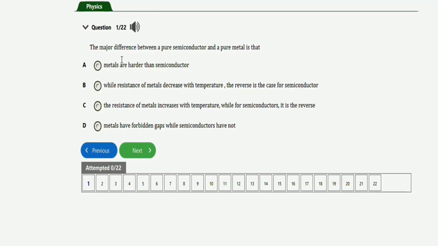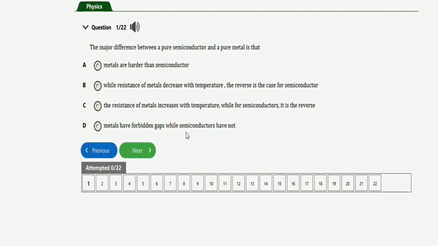The first question I have here says the major difference between a pure semiconductor and a pure metal is that metals are harder than semiconductors, while resistance of metals decreases with temperature. The reverse is the case for semiconductors. That's not correct. The resistance of metals increases with temperature, while for semiconductors it is the reverse. This is correct. Option D, metals have forbidden gaps while semiconductors have not. So the right option is option C.